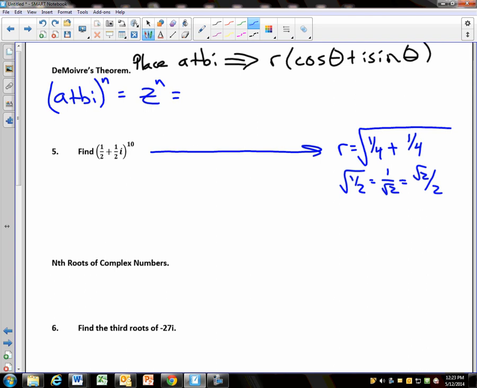Okay. Then we have to find theta. Tangent of theta is equal to b divided by a. What is your b value? Half, divided by your a value, 1/2. What's a half divided by a half? 1. So tangent theta is equal to 1. In which quadrants is tangent positive? First and third. Is this point in the first quadrant or the third quadrant? First, because you're over a half and up a half. So that's how you know you're in the first. Therefore, theta is equal to 45 degrees, or in radians, pi over 4.